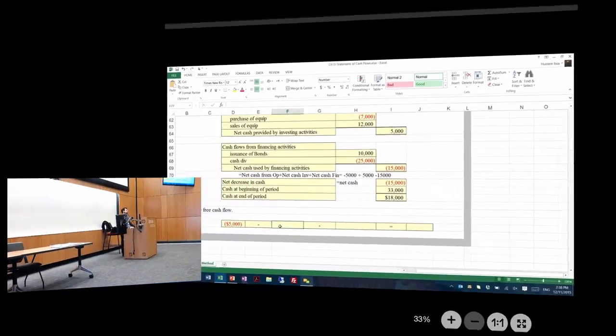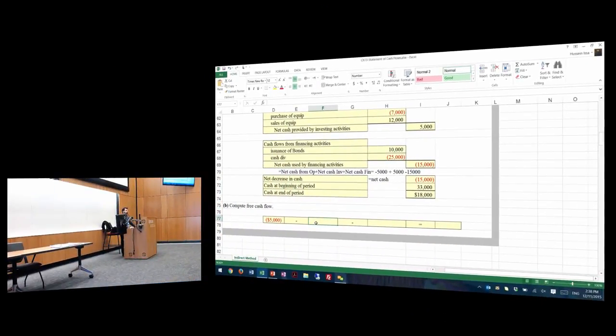How much did the company invest in equipment? Read the paper. How much? Read those 7,000. So we have minus 7,000. This is not minus minus, just to let you know. So the way you would do it here is equal to negative 5,000 minus 7,000 minus dividends. How much was dividends? 25,000.